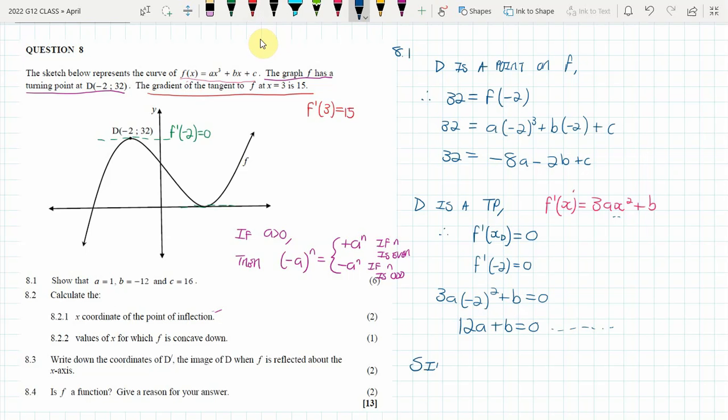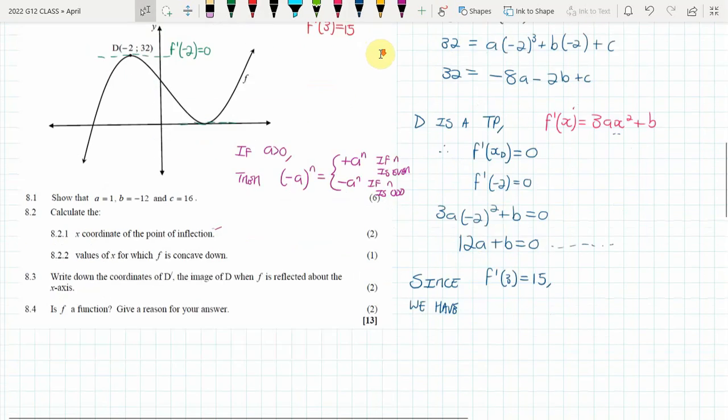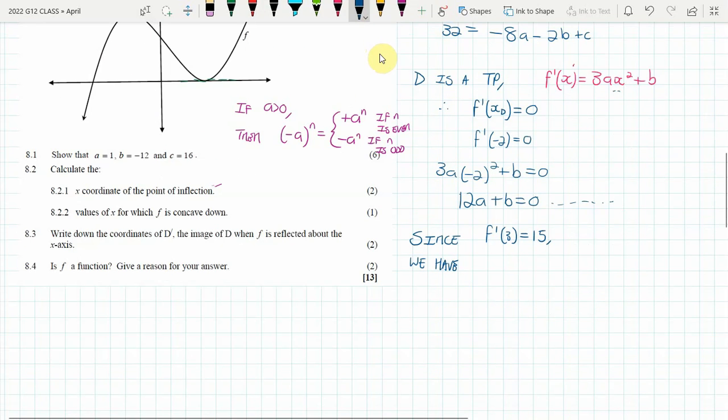So we're gonna find our third equation here. Since f prime of 3 is equal to 15, we can again use that expression for f prime. Then we're gonna have 3a into 3 squared plus b equals 15. Now let's simplify this one. What will this one simplify to?